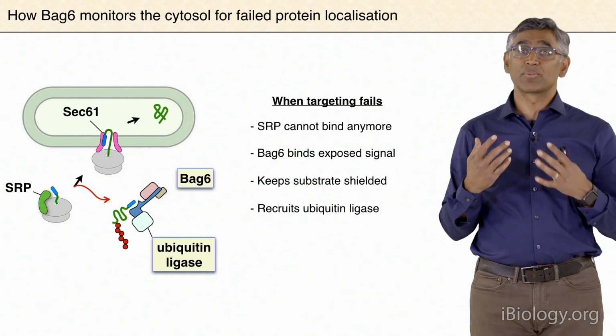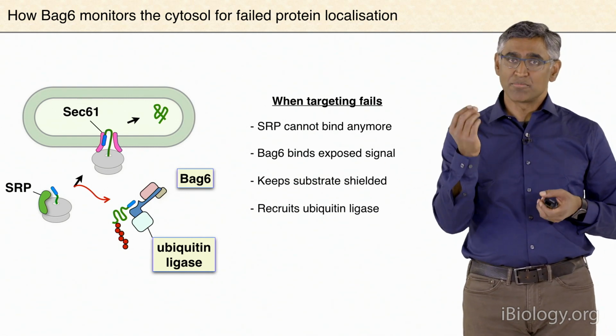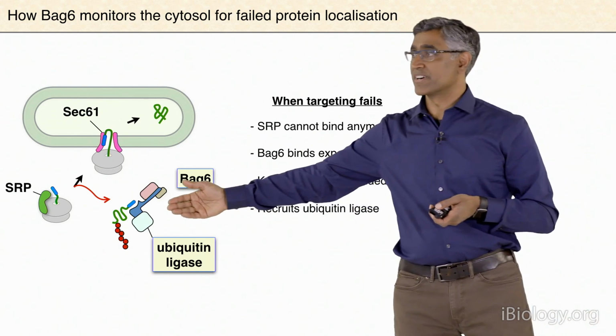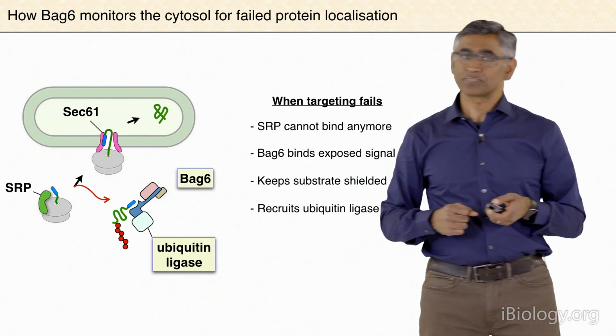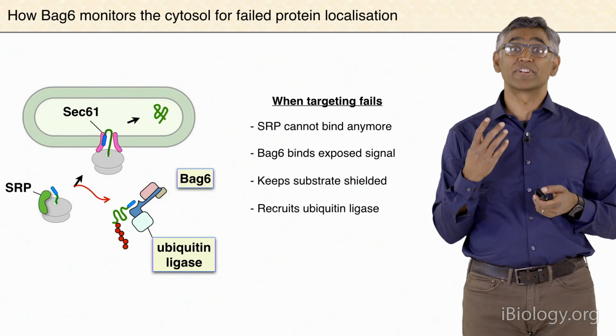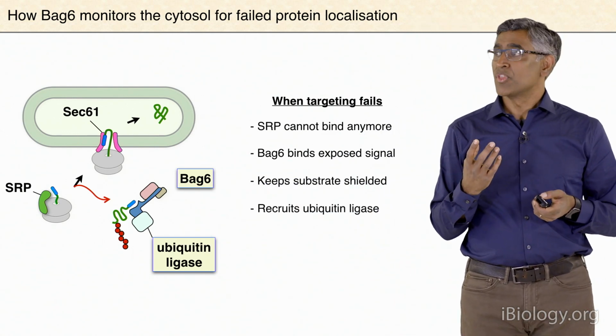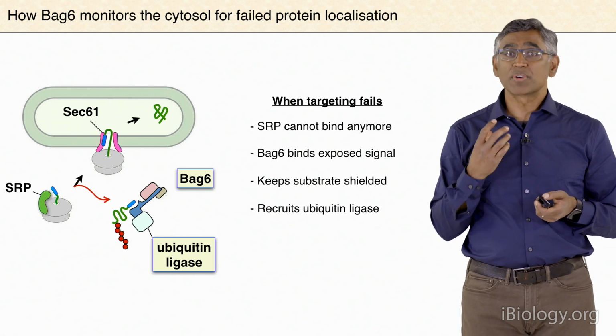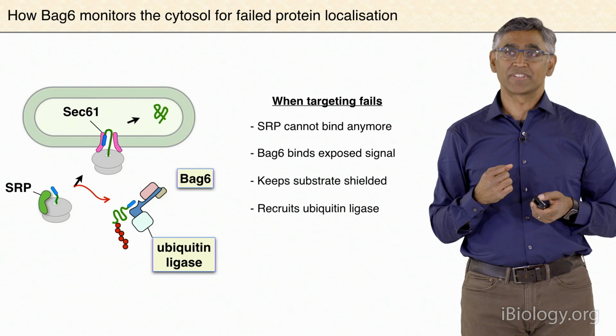And it recruits a ubiquitin ligase. And this is a type of enzyme that attaches ubiquitin to our substrate here, which is the red bit here. And that would target the substrate for degradation. So BAG6 then is a factor that identifies mislocalized proteins and targets them for degradation.